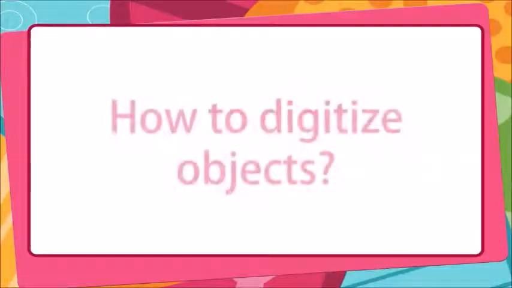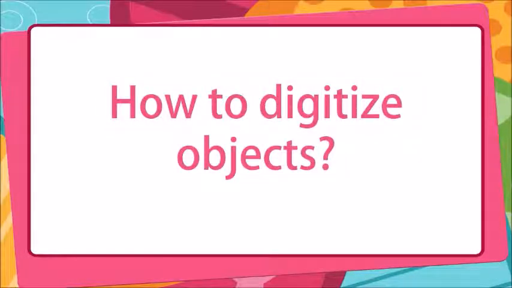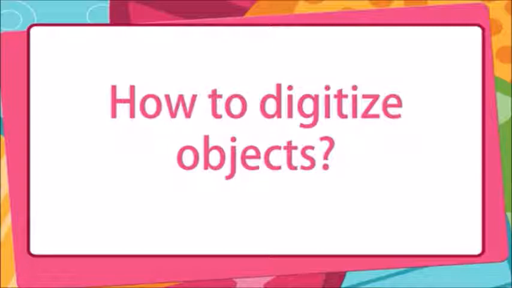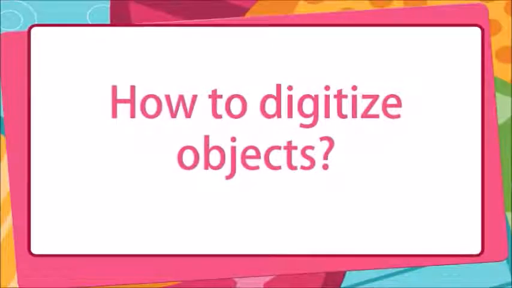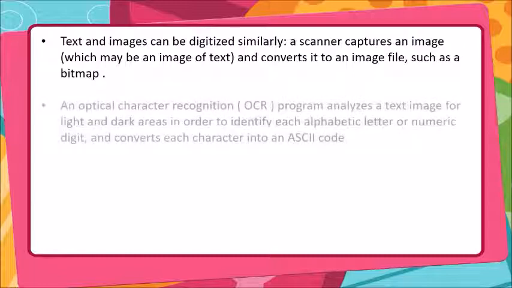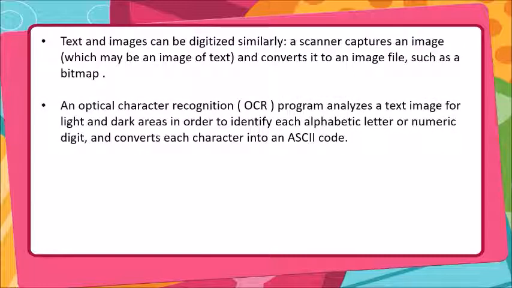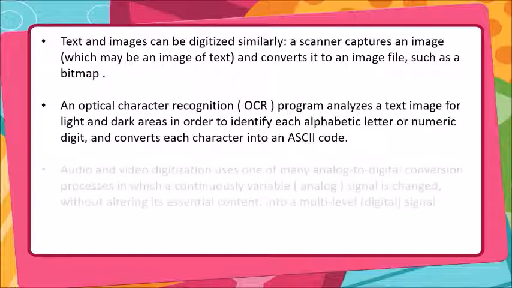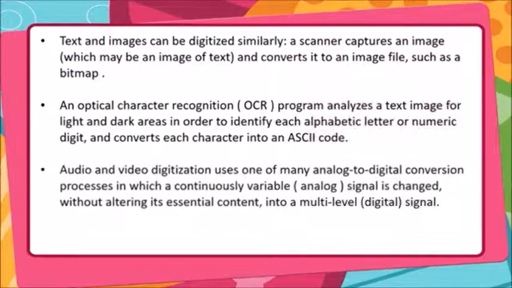Let's move. Why or how to digitize objects? What are the methods used in converting analog objects into a digital format? Number one is by the use of a scanner. Text and images can be digitized similarly. A scanner captures an image, which may be an image or text, and converts it into an image file, such as bitmap or JPEG.